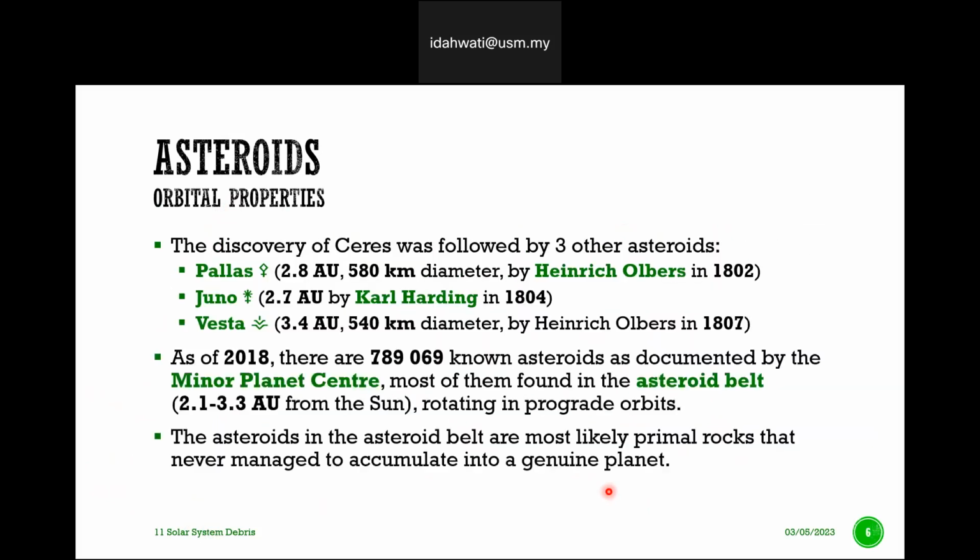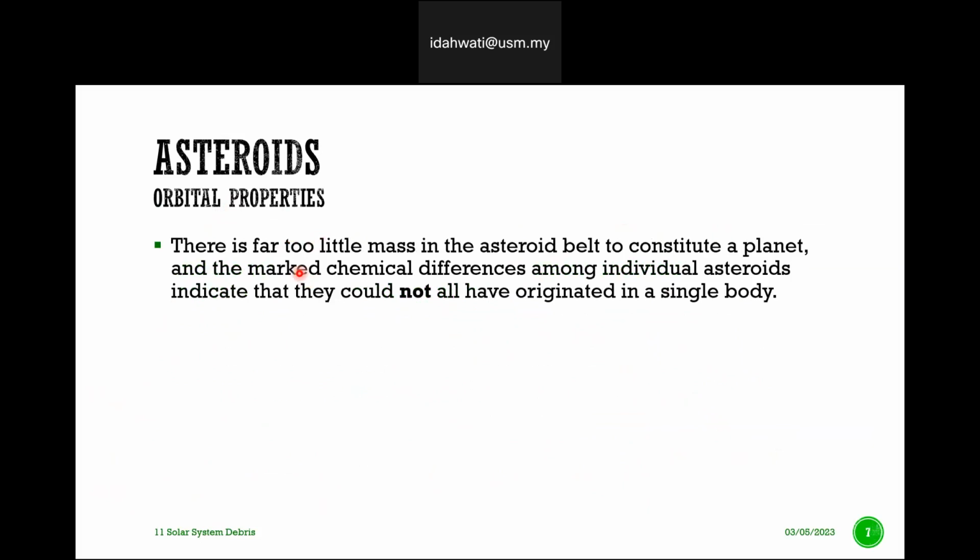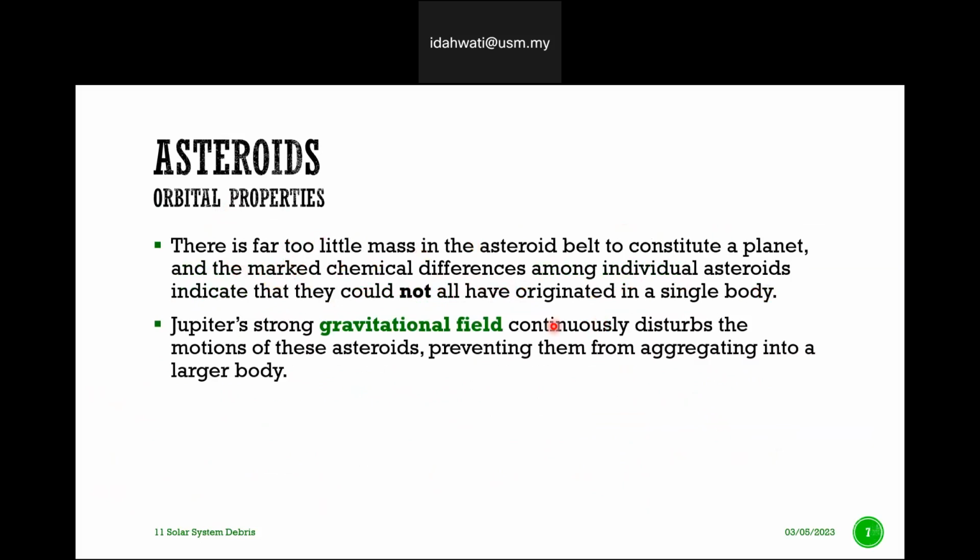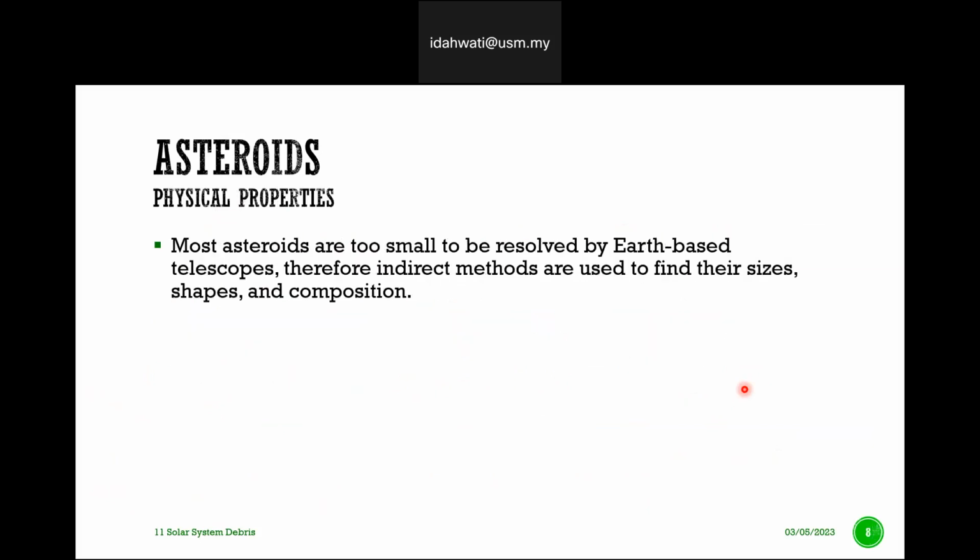Continuing with the orbital properties, there is far too little mass in the asteroid belt to constitute a planet, and the marked chemical differences among individual asteroids indicate that they could not all have originated in a single body. The gravitational field continuously disturbs the motion of these asteroids, preventing them from aggregating into a larger body.